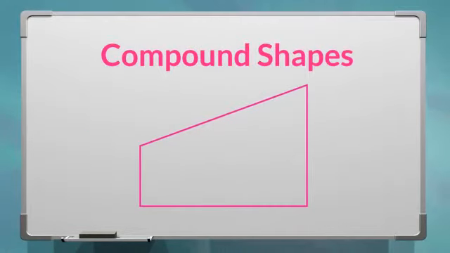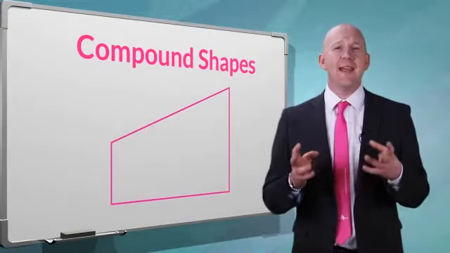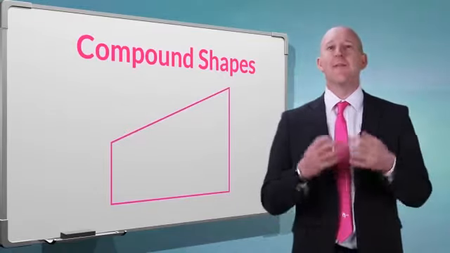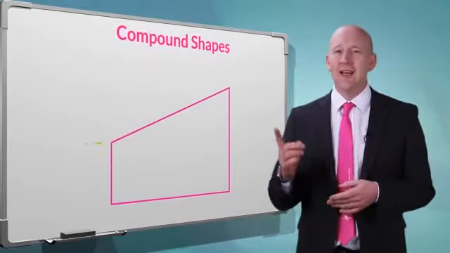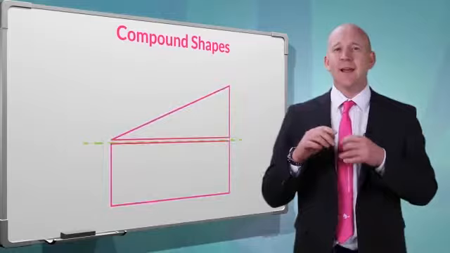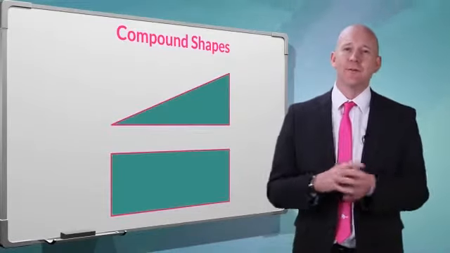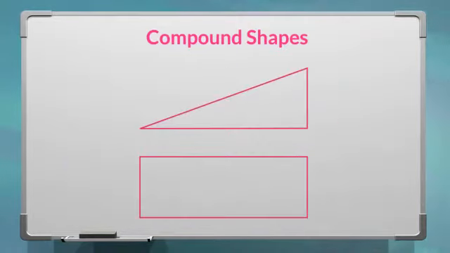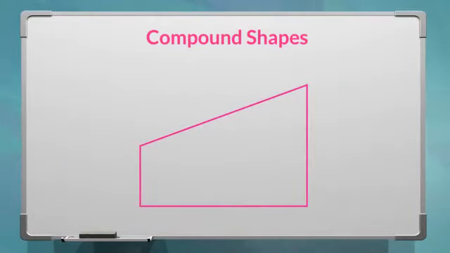Sometimes you may get a shape like this. Odd one, isn't it? The best way to find the area of this is to split it up into simpler shapes. So for example, if we draw a line across here, we get a rectangle and a triangle. Then just use your formulas to find the area of each shape and just add them together at the end.